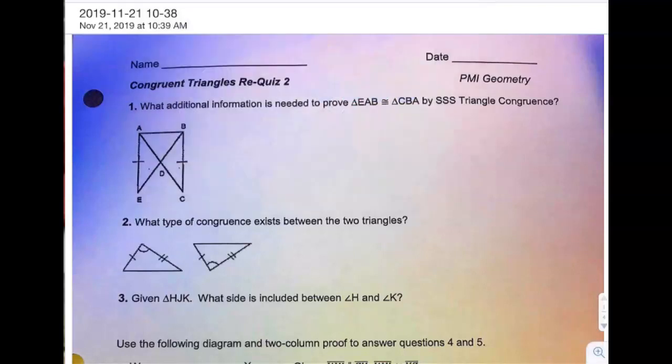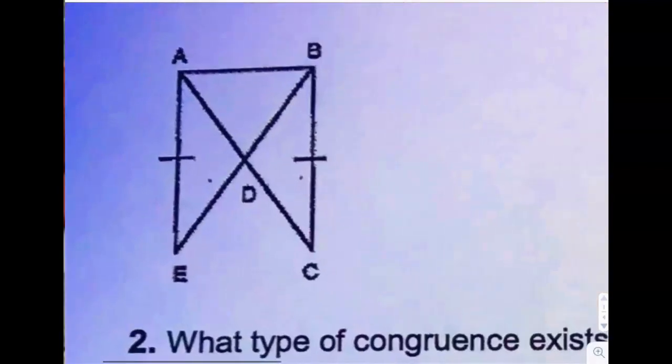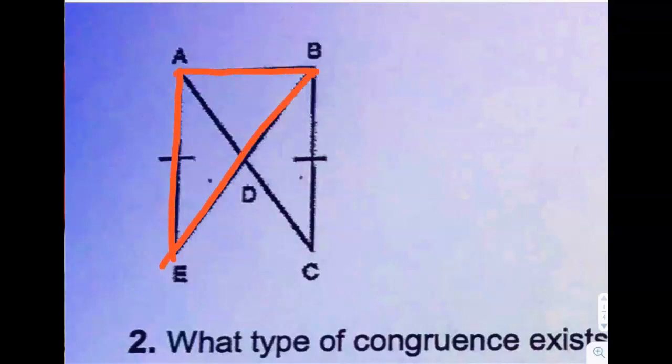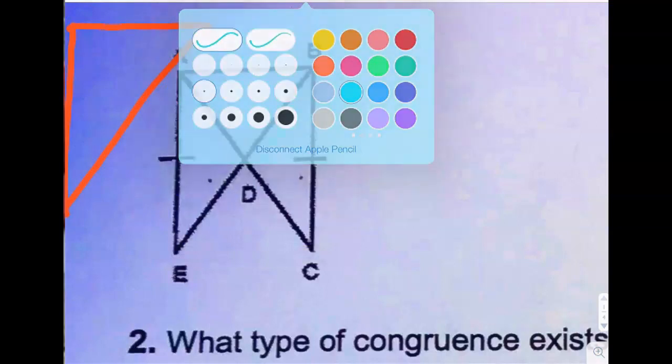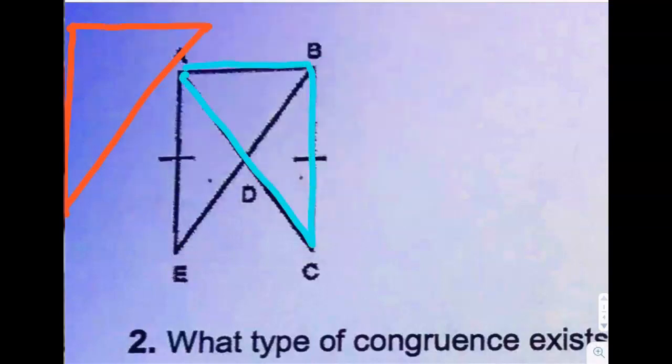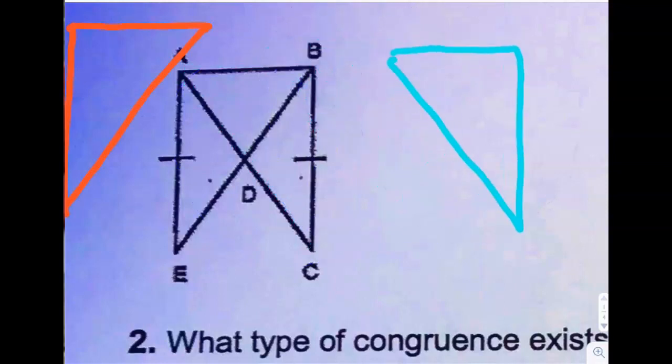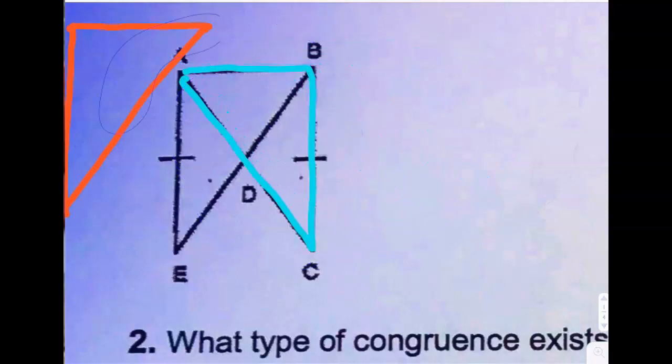Okay, so make sure you're on the congruent triangles re-quiz 2. And if you look at this one here, they're overlapping. So if you see this triangle, you can think of that being pulled away. And then you see this triangle, and you can picture this being pulled away, but they can also be put back together. Like that. So you can see right away they share side AB at the top right here.